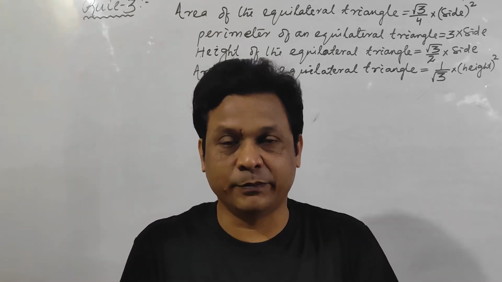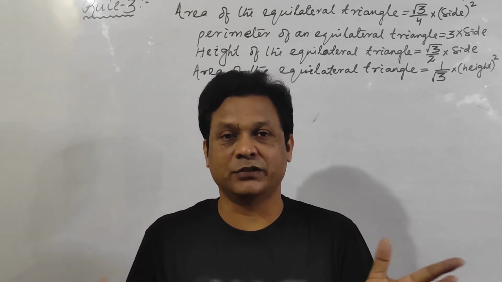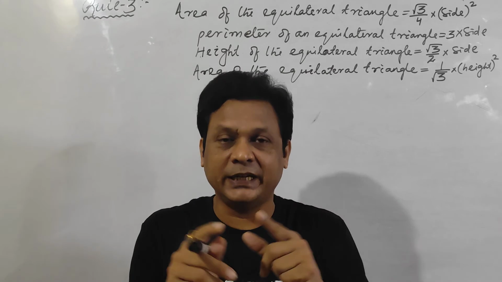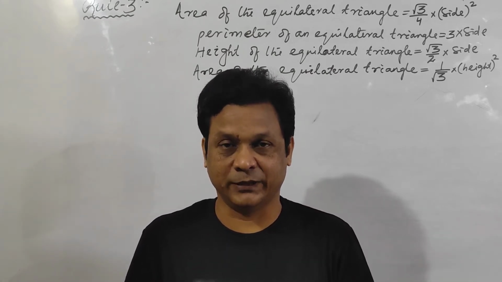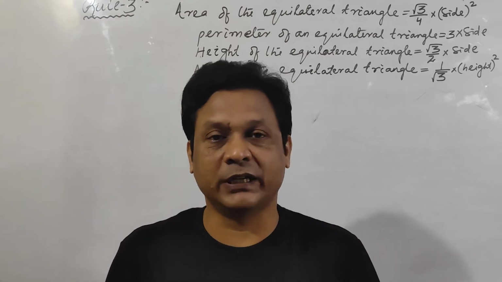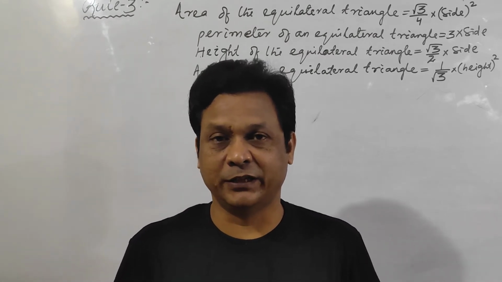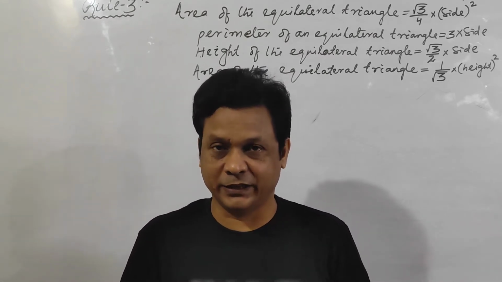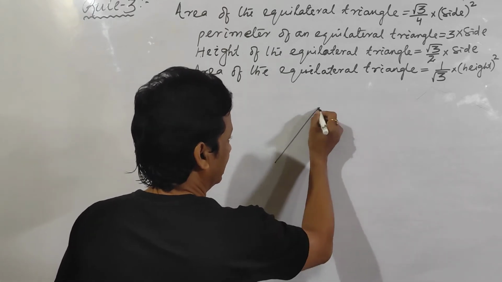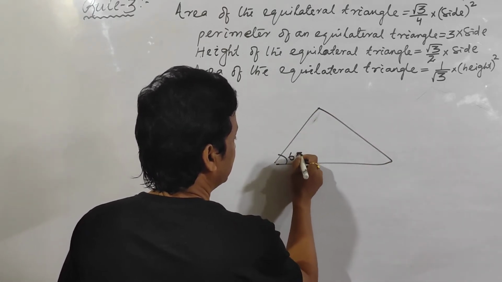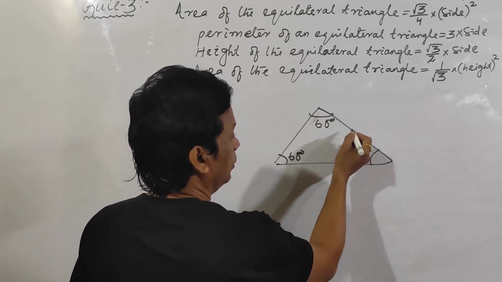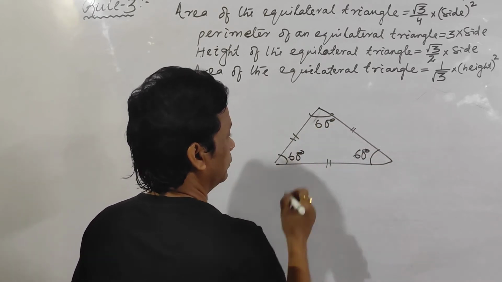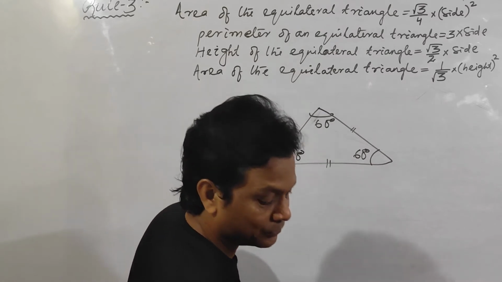If the three sides of a triangle are equal, then it is called an equilateral triangle. Or if the three angles of a triangle are equal, then the triangle is said to be an equilateral triangle. And if the triangle is equilateral, each angle must be equal to 60 degrees, because the sum of the three angles is equal to 180 degrees. Clear? So either each angle will be 60 degrees, or all three sides will be equal. Okay.